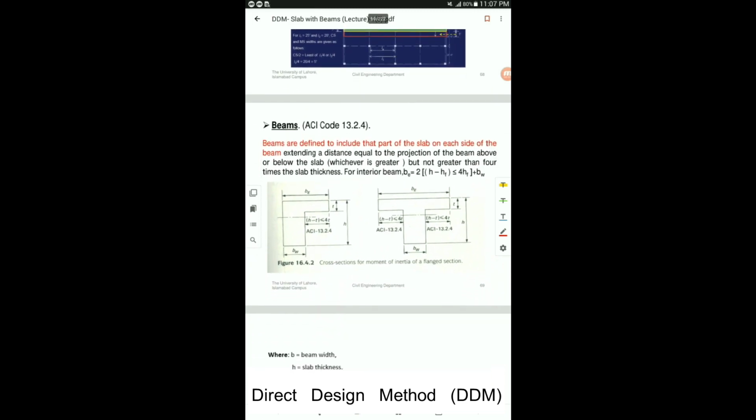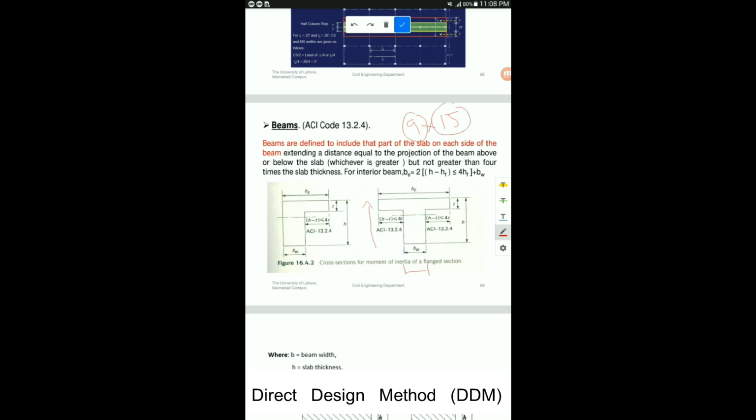First thing we need to know is whether the beam we are going to consider is a T-beam or an L-shaped beam, because they have different formulas to calculate the value of B effective. Normally, as we have discussed, whenever you are given the dimensions of a beam, like a 9 cross 15 beam, it means 9 is the width of the web, and 15 inches is the overall depth of the beam, including the slab thickness.